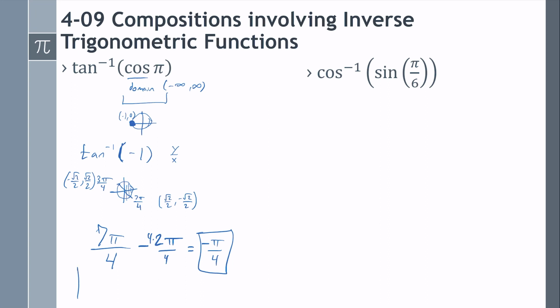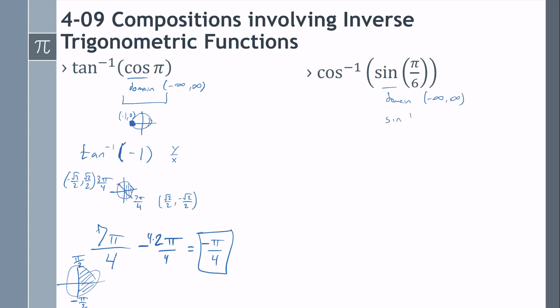So remember, it's negative pi over 2 to positive pi over 2. So we need the negatives down there in quadrant 4. Let's try the next one. Is pi over 6 in the domain of sine? Yep. All right, let's evaluate it.